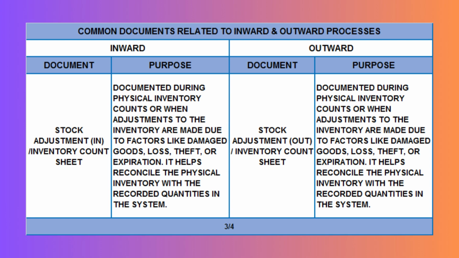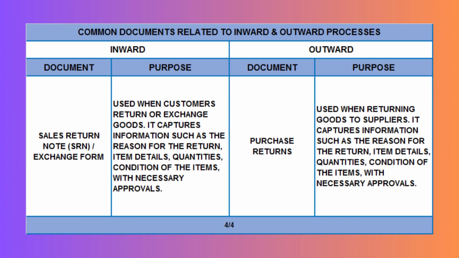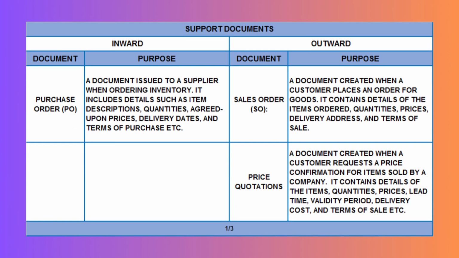Outward occurs when goods are sold to customers, transferred to other locations, or used for internal purposes within the company. Outward movements are usually triggered by sales orders, transfer requests, or internal requisitions. When items are moved out of inventory, their quantities are deducted from the inventory count, and the relevant records are updated accordingly.